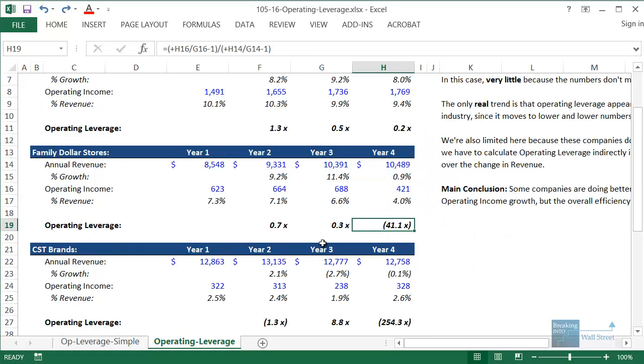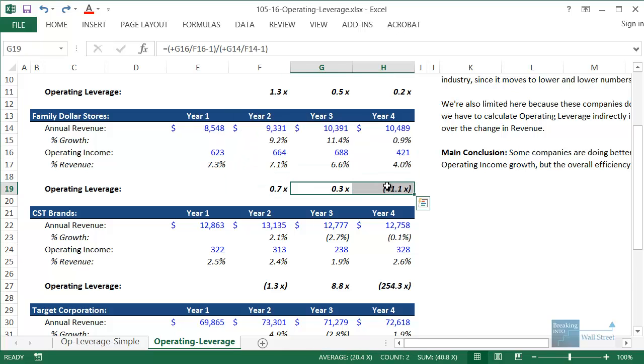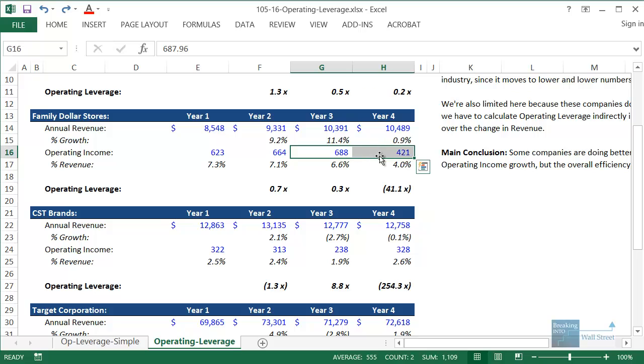Now, for the others, the numbers unfortunately don't make as much sense. For the Family Dollar Store example, for example, it goes into a very negative number here because operating income actually falls.